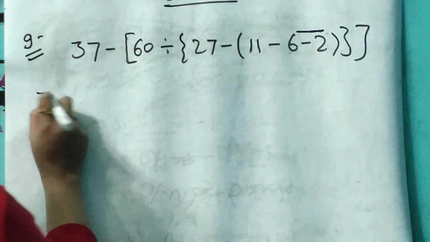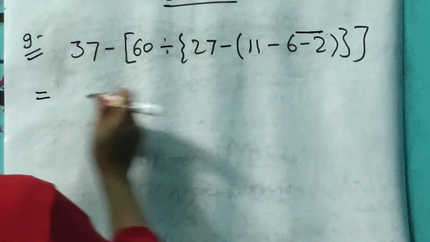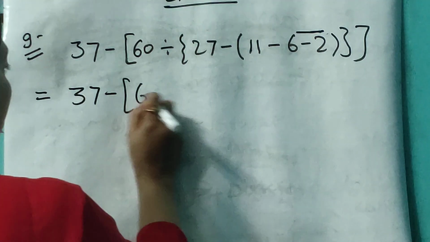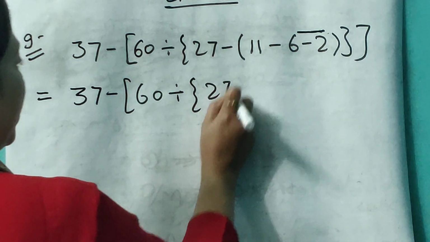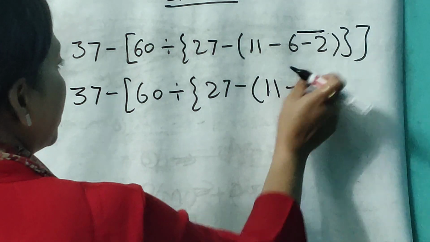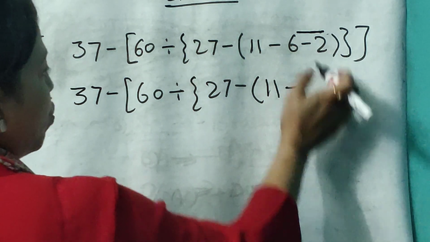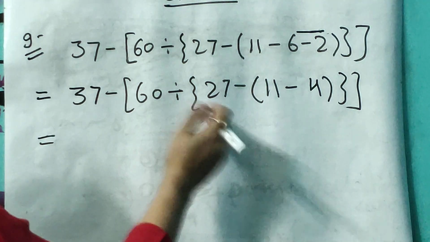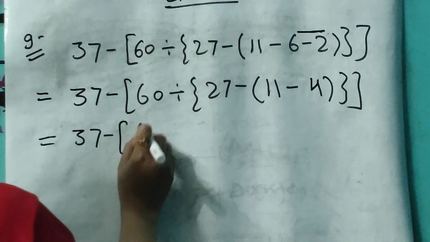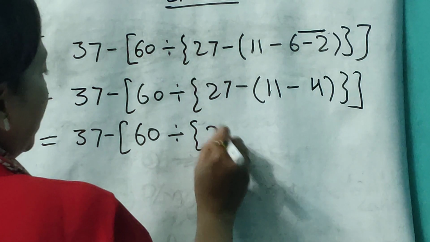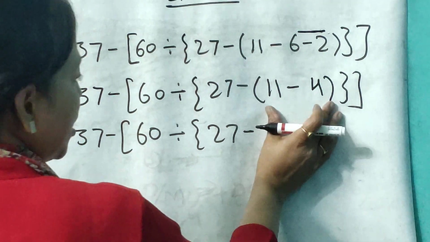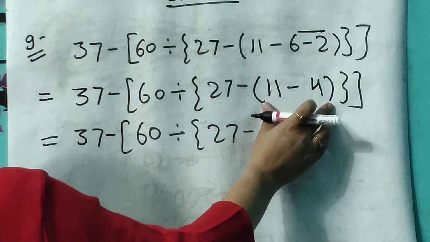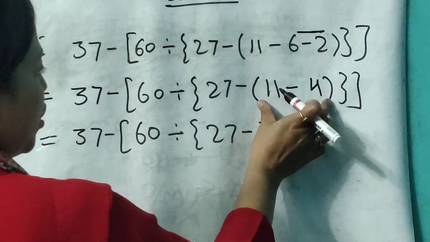So in this question, first we will remove this bar bracket. The rest of the things we will copy as it is. 37 minus 60 divided by curly bracket 27 minus 11 minus 6 minus 2. So 6 minus 2 will be 4. Then we will put this bracket and this bracket. Then again the rest we copy as it is: 60 divided by 27 minus, now we will solve this small bracket. Inside the small bracket, 11 minus 4 will be 7. Now this bracket is removed.